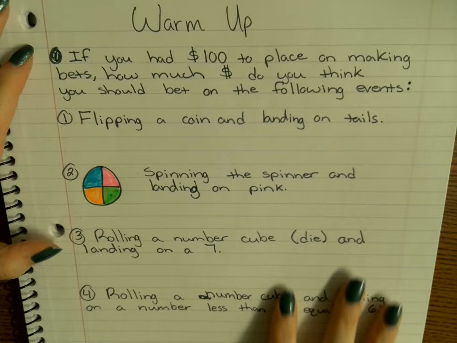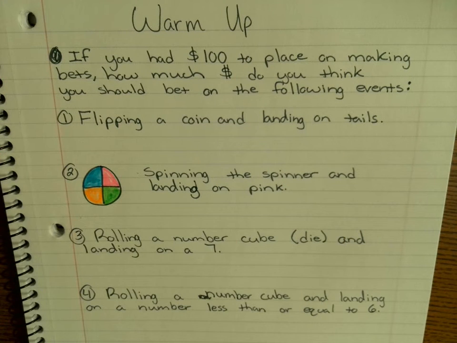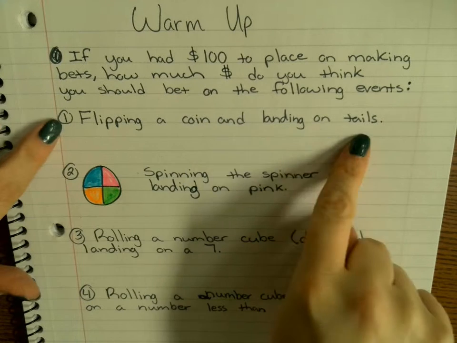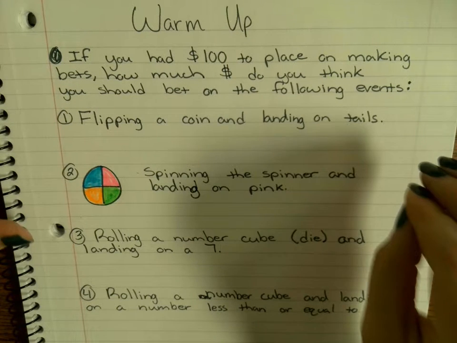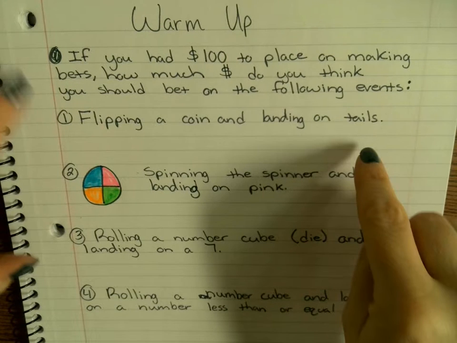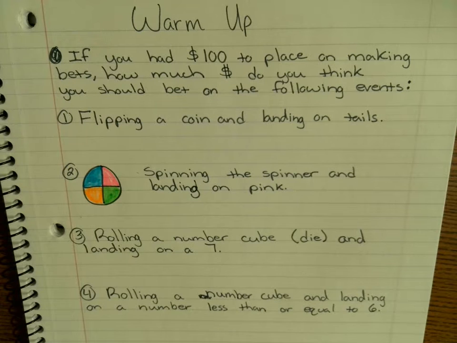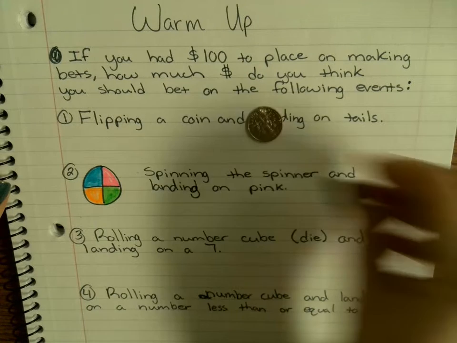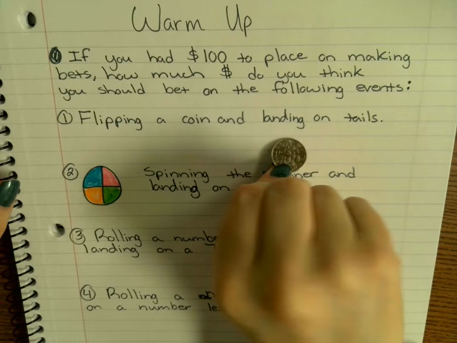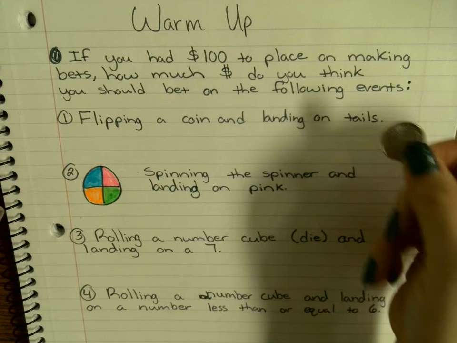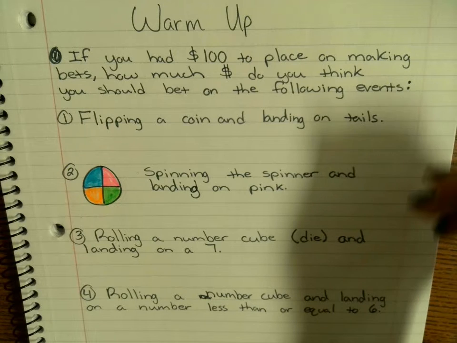So given $100, if you want to think logically, thinking about the situation and a logical placement of a bet, how much would you bet that you're going to land on tails if you flip a coin? So remember, a coin has how many sides? 2, right? It's got tails for one side, heads for the other side. So logically speaking, if I've got $100 and I want to bet money that's going to land on tails, how much money should I bet on that?